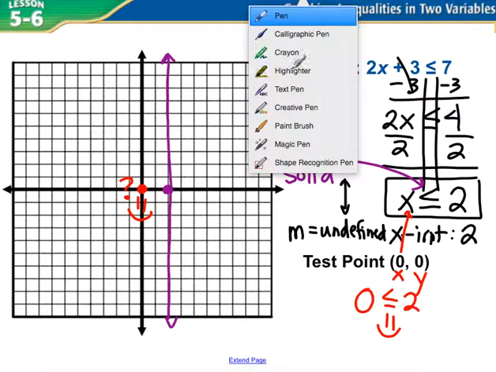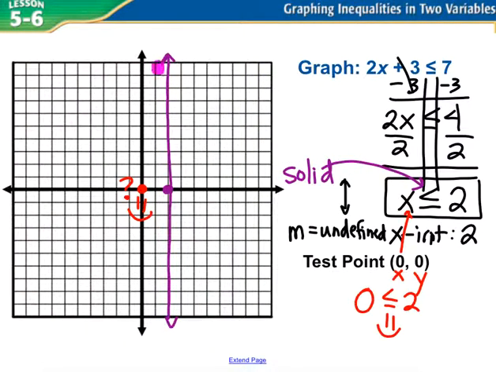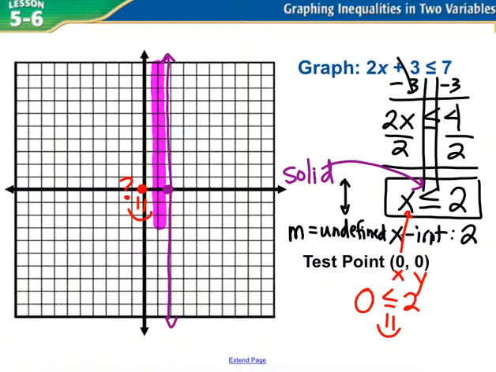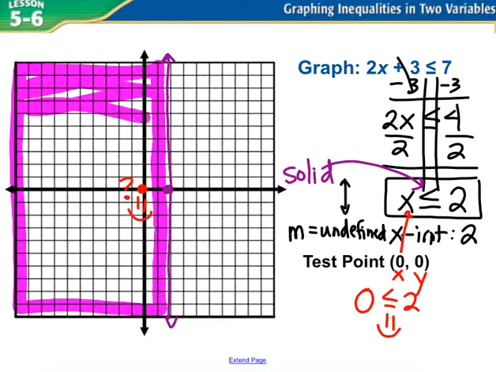So when we go to shade, I'm going to pull all these solutions, everything to the left. Or I could move my entire coordinate plane. That's fun too. Let's try that again. Let's see if I can get there, we go. Keeping me on my toes.